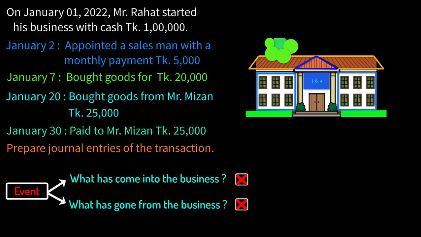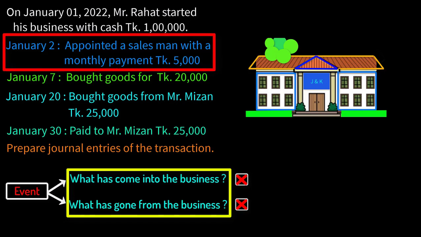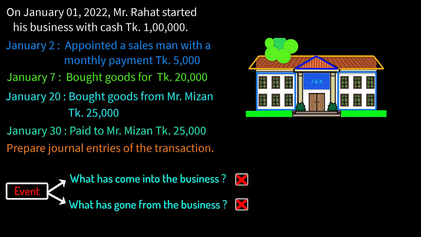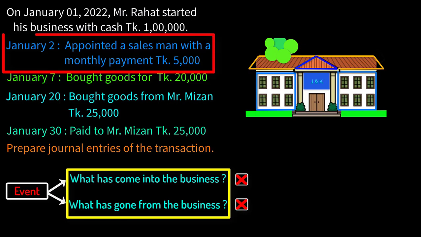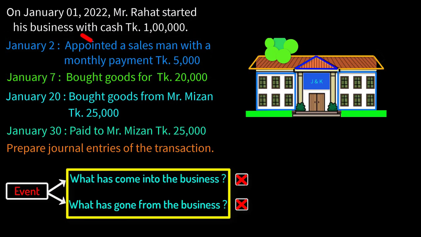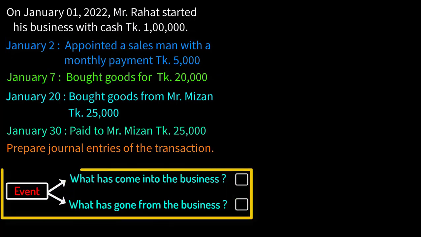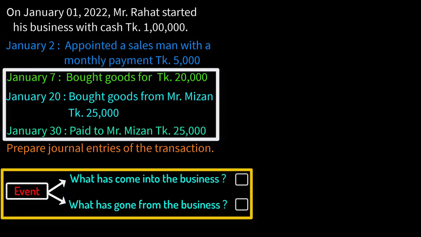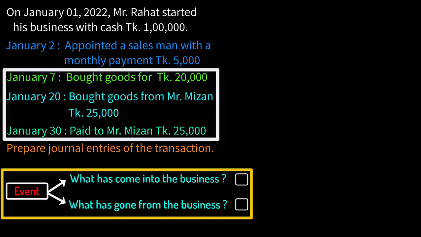If you would get at least one answer out of these two questions, then you could say that this event is a transactional event. As you do not have any answer for both of these two questions, therefore you can say that this event is a non-transactional event. You have to avoid this event for passing journal entries. If you apply these tricks one by one for these remaining events, you will see that all these events are transactional events. Try to figure them out yourself at home.